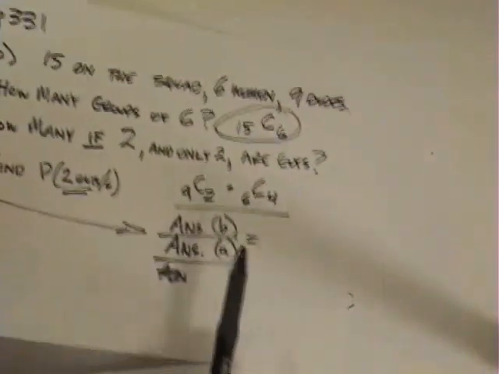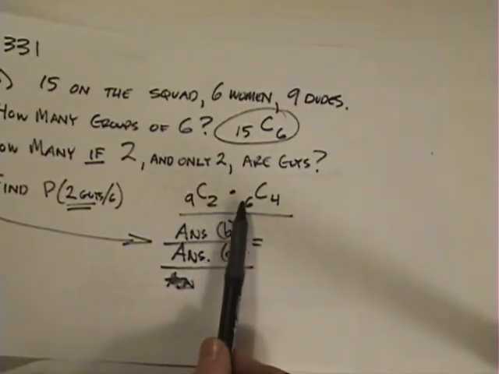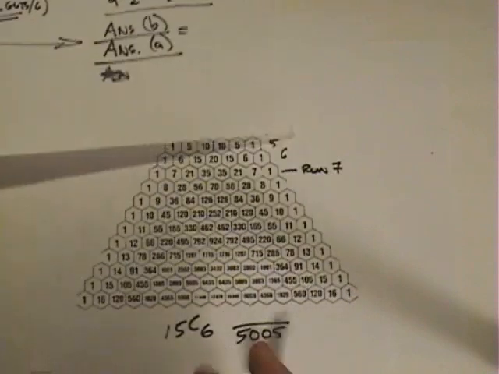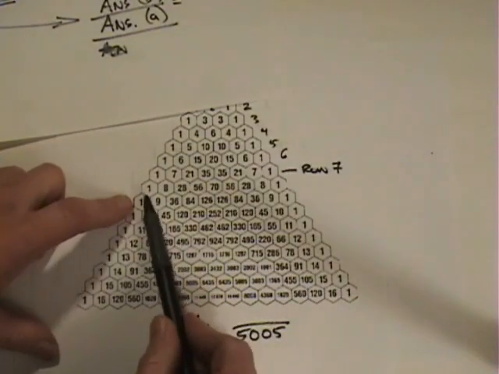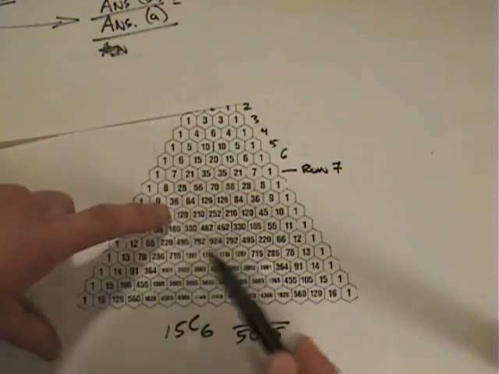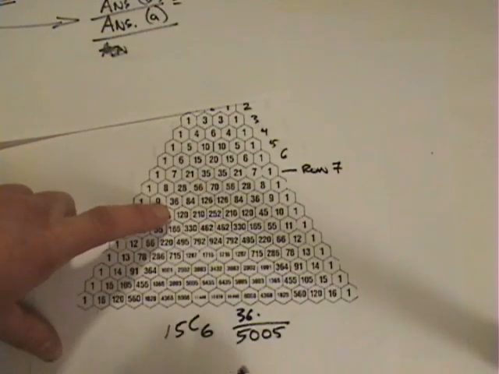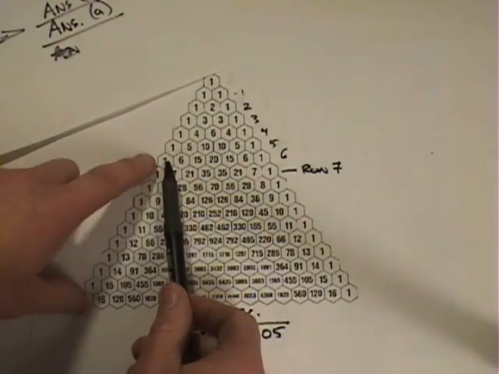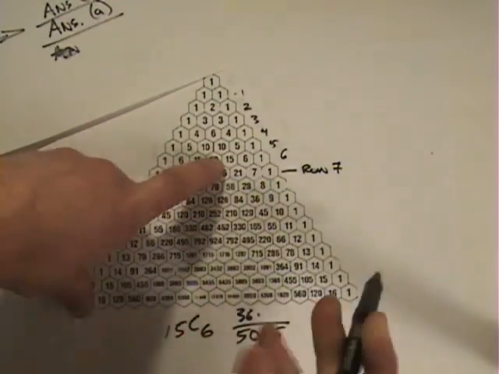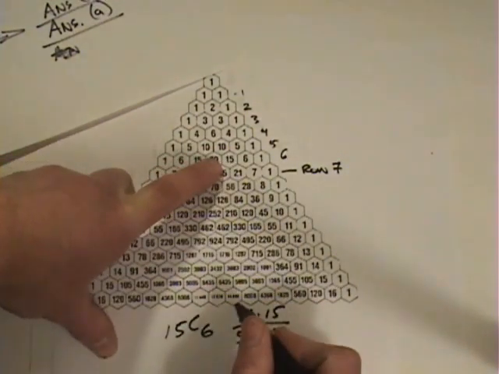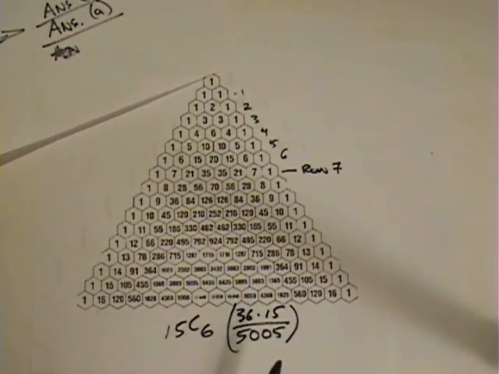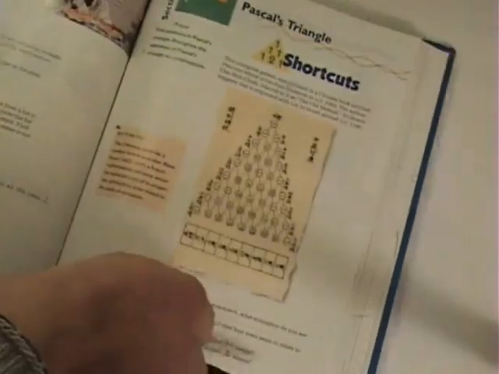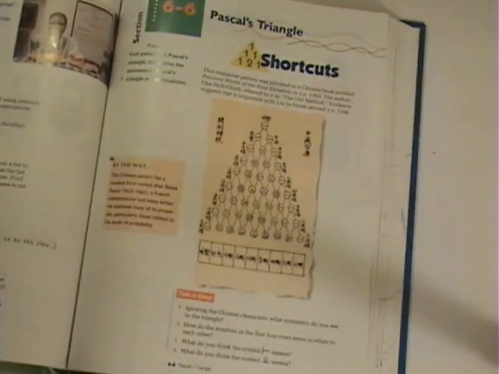And then, if you'll recall from this problem, we wanted to multiply 9C2 times 6C4. Well, 9C2, there's row 9, and that's 0, 1, 2, so that's 36 times, and then 6C4. So I go to row 6, and there's 0, 1, 2, 3, 4, and that's 15. So that makes it a little bit easier. Back before the days of calculators, Pascal's triangle was a big time saver. You'll see that this is a relatively easy section in the book. It is all about shortcuts, and that was the shortcut there we just learned.